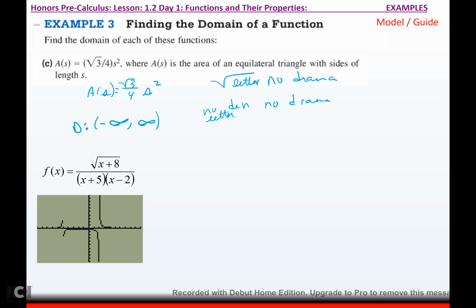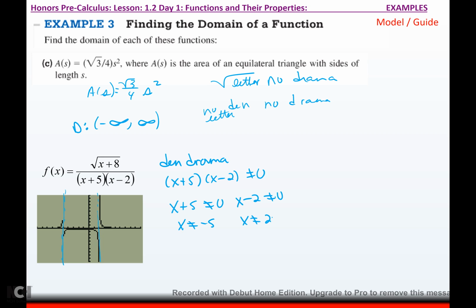Okay, this bottom one, if you look at the graph, you can see that there's a gap at -5 and there's a gap at 2. Okay, and that's because we say for my denominator drama, I say, Mr. Denominator, you may never equal 0. To solve that, just like if it said it equals 0, we say, well, that means x plus 5 can't be 0 and x minus 2 can't be 0, which says x cannot be -5 and x cannot be 2.